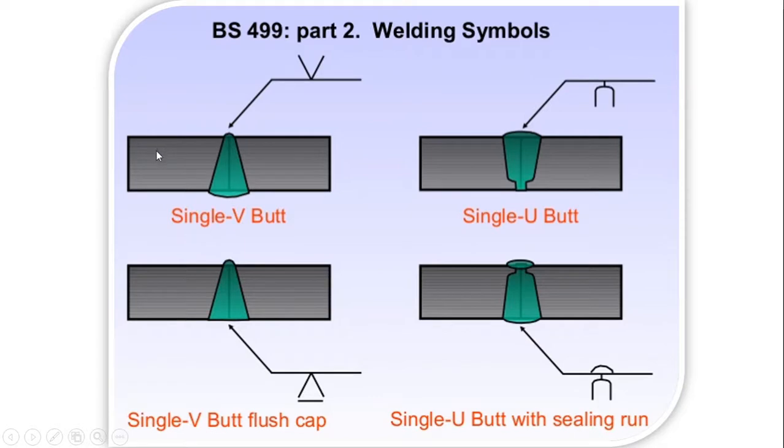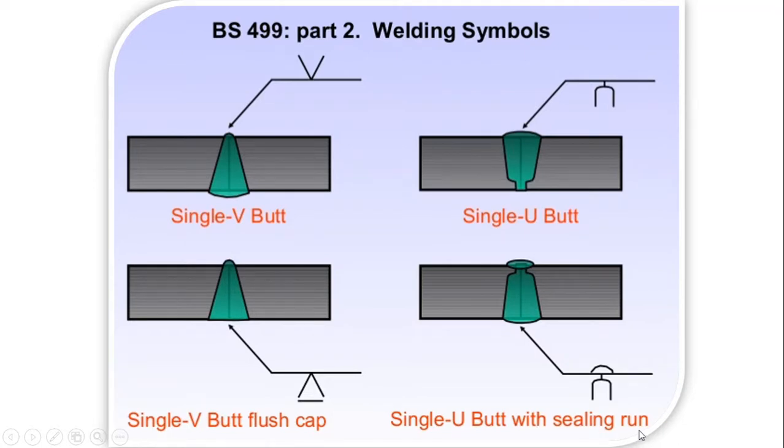This is the single V butt weld. The symbol indicates the single V butt weld, and this symbol indicates the single U butt joint, and this weld indicates the single V butt plus cap. Here after the weld the surface is flattened. Here the convex shape is there. Here after the weld it will be ground, and this symbol is a single U butt with sealing rod.